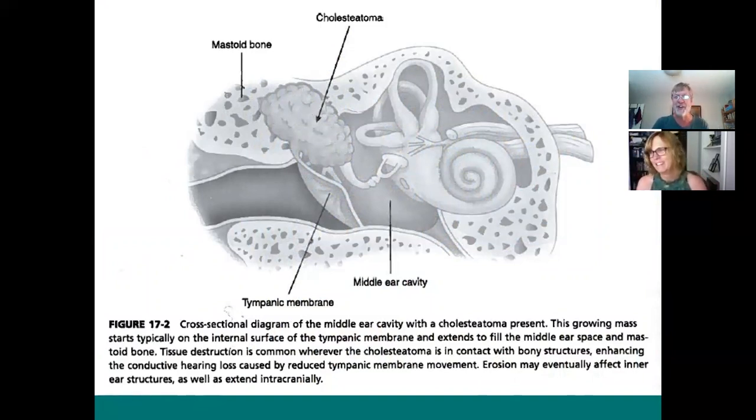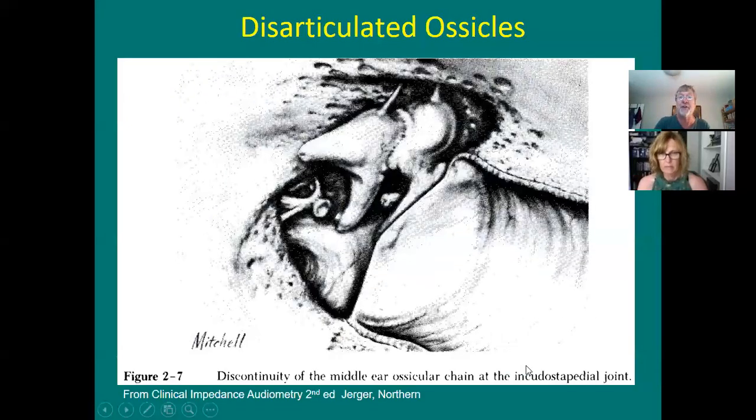Here's a picture of a cholesteatoma growing. Okay, cross-sectional diagram, middle ear cavity, and here's the cholesteatoma. It's going to extend to fill the middle ear space and the mastoid bone. Tissue destruction is common when it's in contact with bony structure, enhancing the conductive hearing loss by reduced tympanic membrane movement, and so on. Not good.